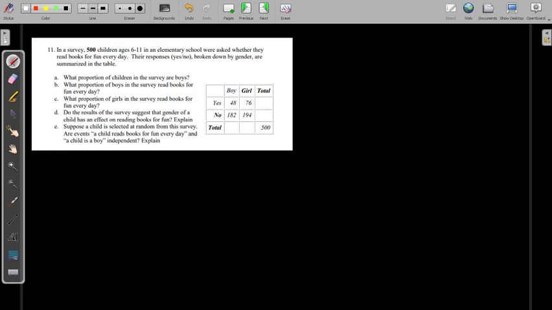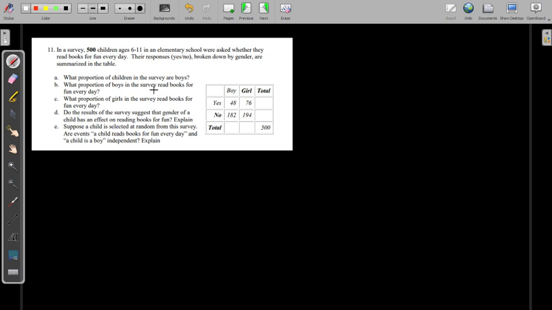It says, in a survey, 500 children ages 6 to 11 in an elementary school were asked whether they read books for fun every day. The responses, yes or no, broken down by gender, are summarized in the table. So, for example, these are boys who said they like to read for fun. These are girls that like to read for fun. These are boys that do not like to read for fun. And these are the girls.